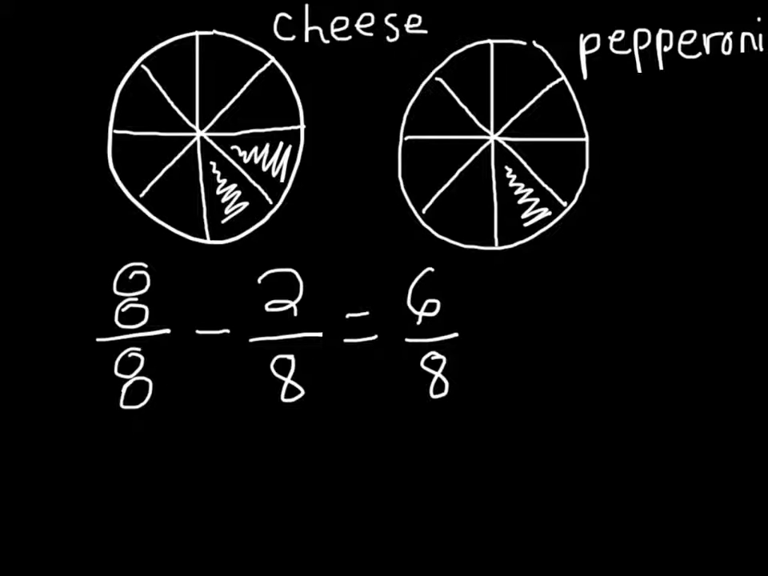If I wanted to do the pepperoni pizza, I have 8/8 again. I ate 1/8 of the pepperoni pizza. So now there are 7/8 of the pepperoni pizza left. 1, 2, 3, 4, 5, 6, 7. And this is a way that you can create a subtraction problem using fractions.